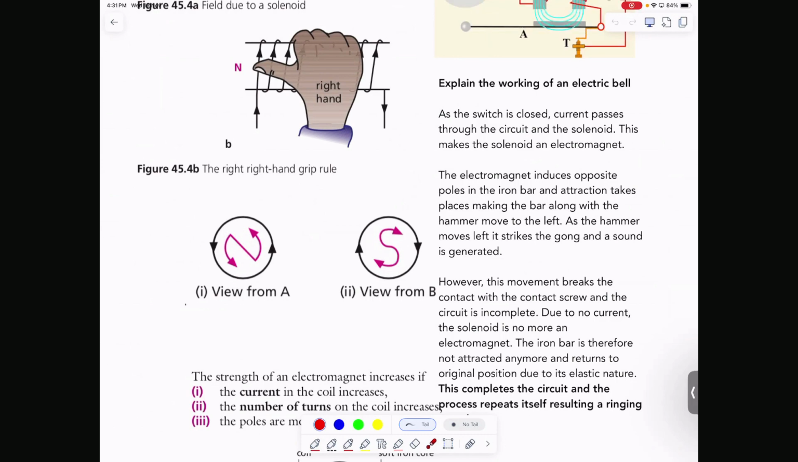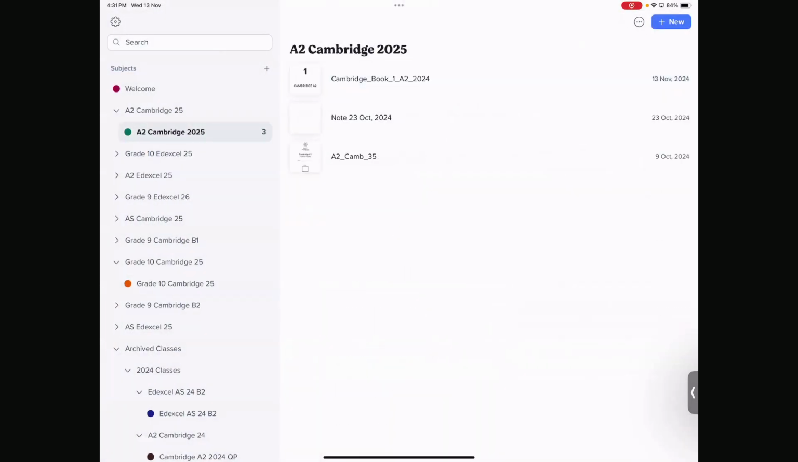Thickness of the wire. So thickness of the wire affects the strength of a magnet indirectly. Why? If you increase the thickness of the wire, the resistance decreases. And because the resistance decreases, more current can pass through. But just the thickness doesn't do anything.